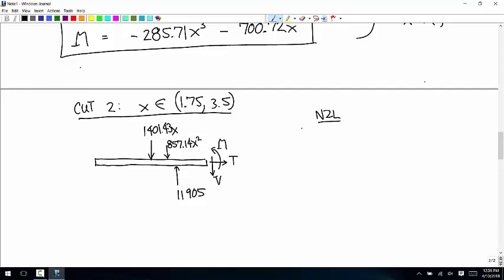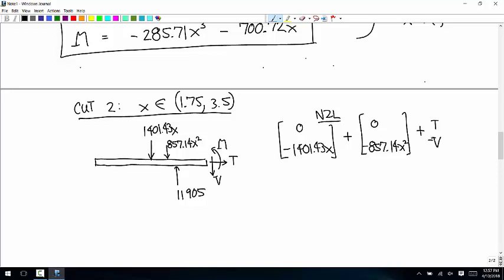And then Newton's second law says 0, negative 1401.43x, plus 0, negative 857.14x squared, plus t, negative v is equal to zero.